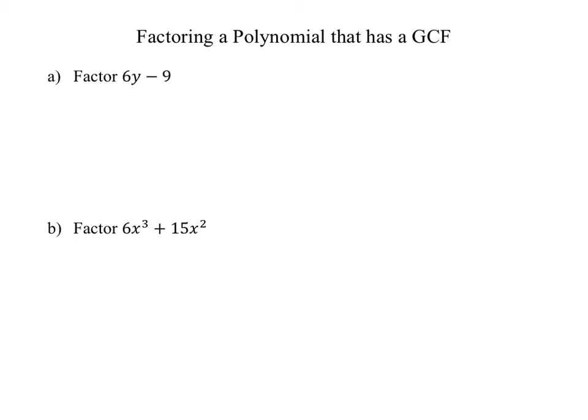Now we're going to go into actually applying this when factoring. So if we have something like 6y minus 9, this is very simple. All I want to do is find what is the GCF of 6y and 9. I know that both of these numbers are divisible by 3, right? So I might actually just say, okay, this is equal to 3 times 6y divided by 3. That's just going to be 2y. Negative 9 divided by 3 becomes negative 3.